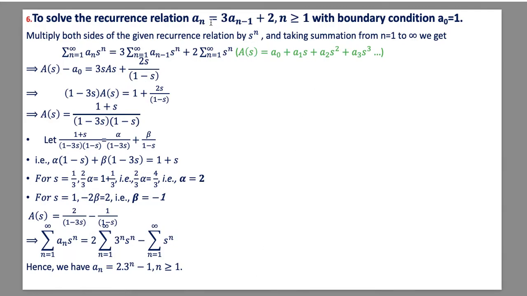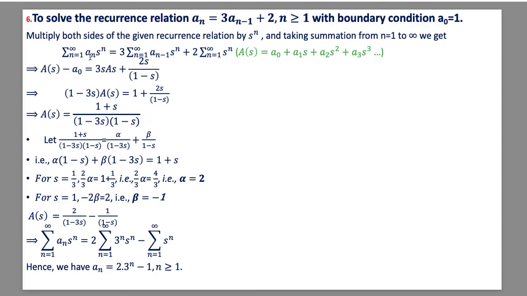One more example, a n equal to 3 a n minus 1 plus 2. Here in the subscript we have a n minus 1. So multiply each term by s raised to power n and take the summation from n equal to 1 to infinity. So here it will be n equal to 1 to infinity a n s raised to power n. So it is 3 sigma n equal to 1 to infinity a n minus 1 s raised to power n plus 2 sigma n equal to 1 to infinity s raised to power n. I have multiplied each term by s raised to power n and taken the summation from n equal to 1 to infinity.